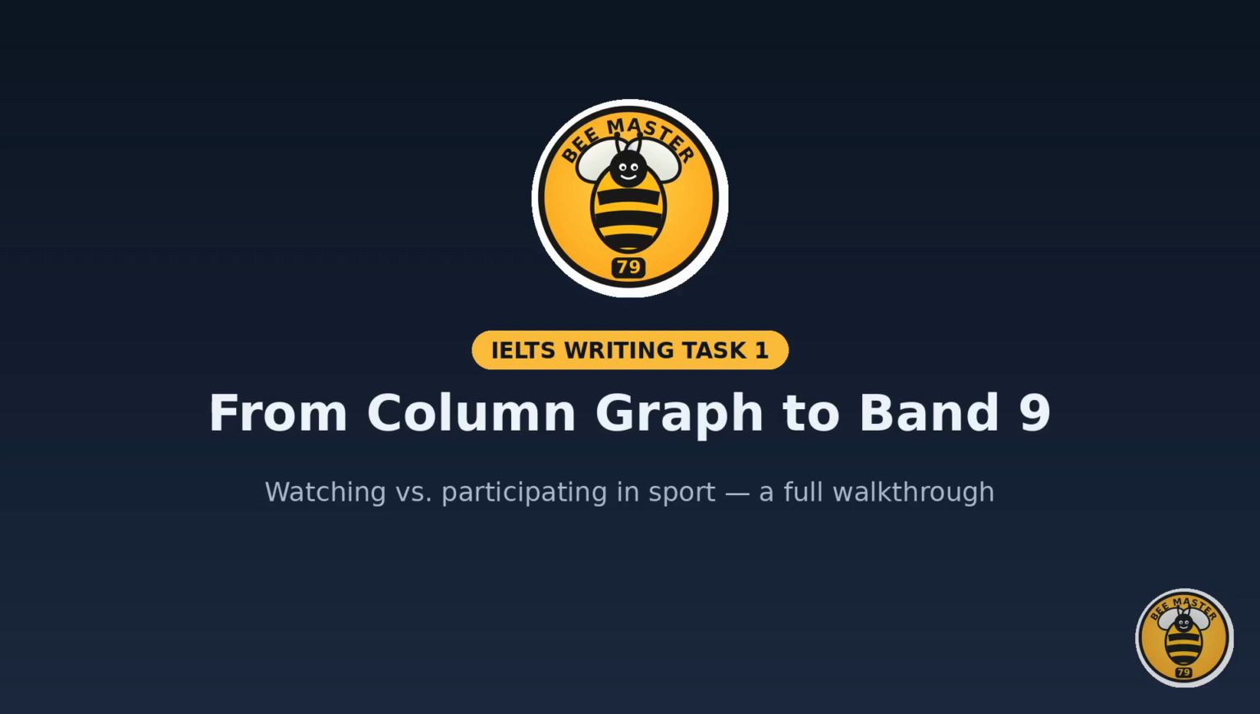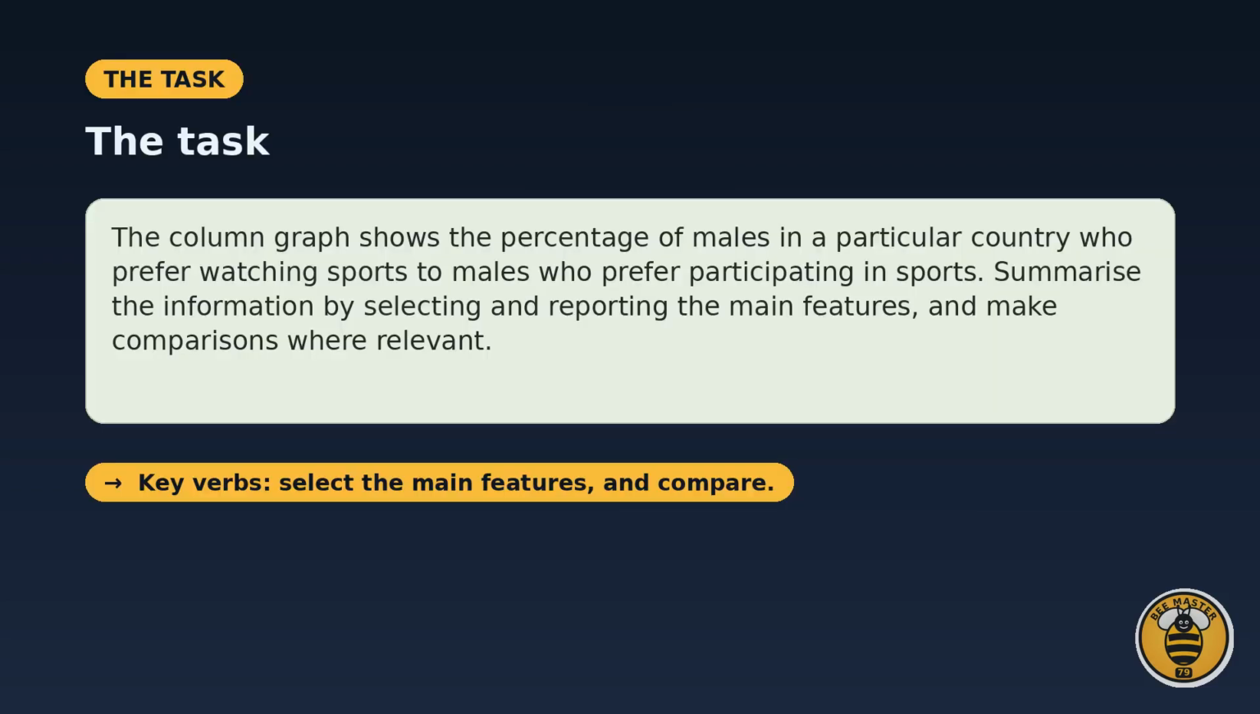Answer step by step. Today's task is a column graph comparing two sporting habits. Here is the task. The column graph shows the percentage of males in a particular country who prefer watching sports compared with those who prefer participating in sports. We must summarize the main features and make comparisons where relevant. Notice the two key verbs: select and compare.